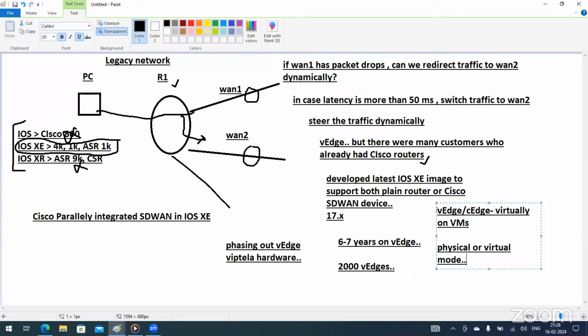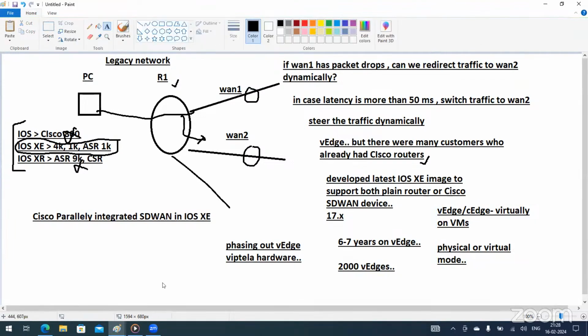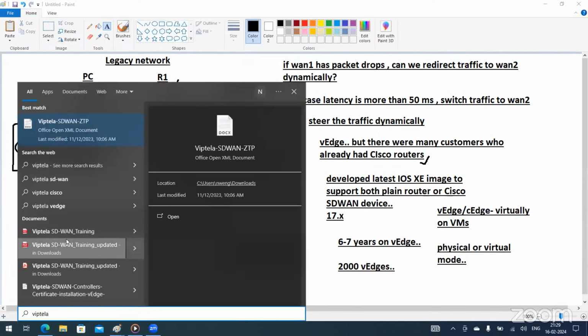Anything so far? Is it good? Interesting? Yeah, interesting, but I just want to know more about the syllabus. What points will we cover? Okay. So I have that. One minute, let me open.